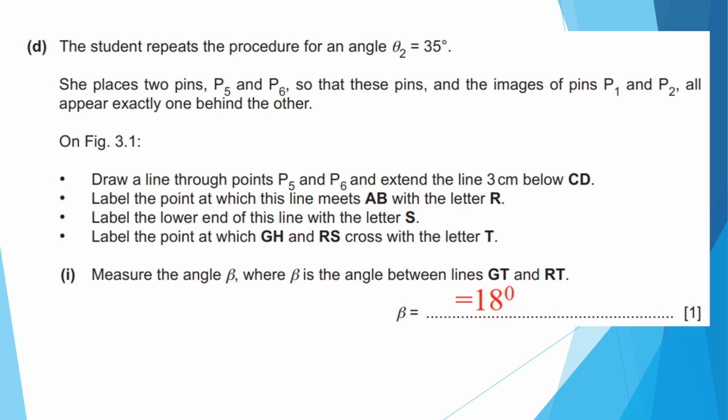Then next question, measure the angle beta, where beta is the angle between lines GT and RT. So from the lower side, if you measure the angle between these two lines, that is beta, it is 18 degrees.